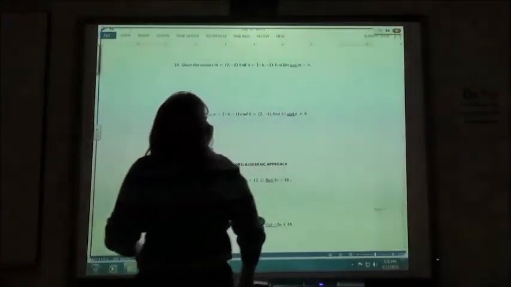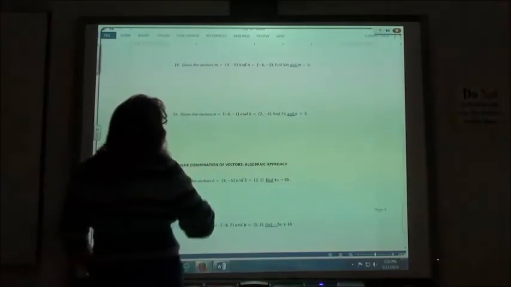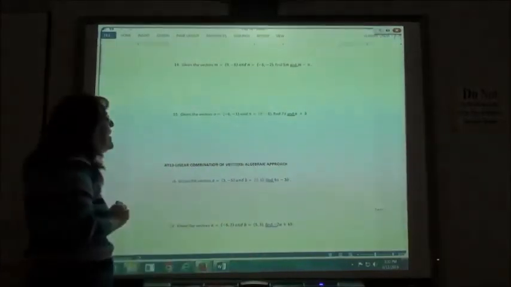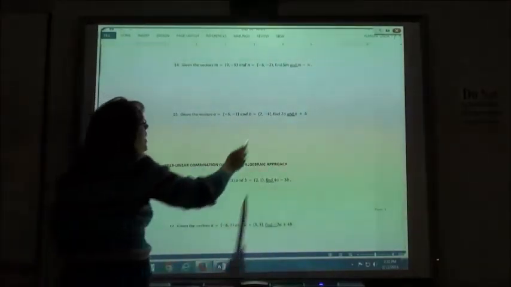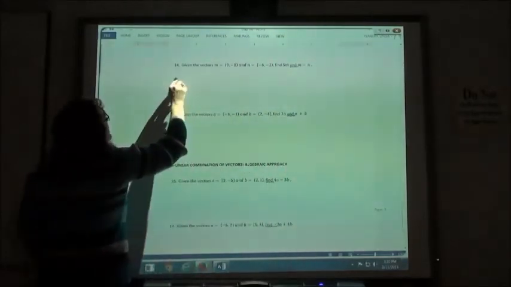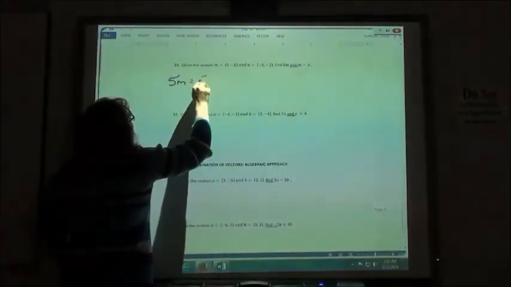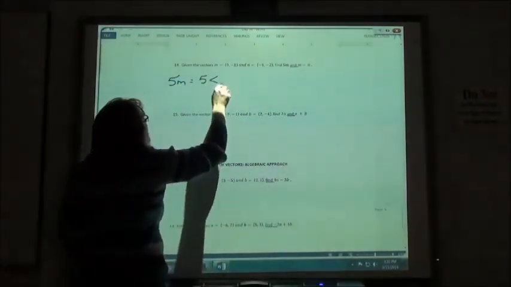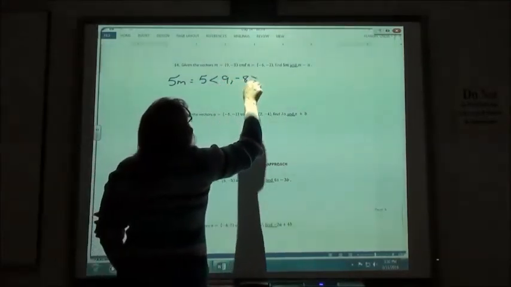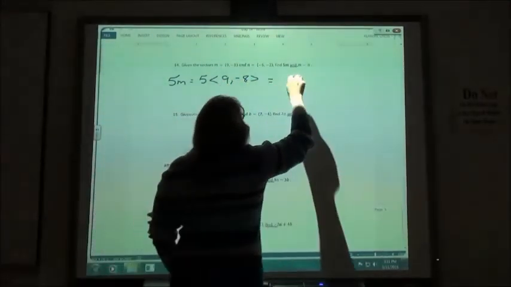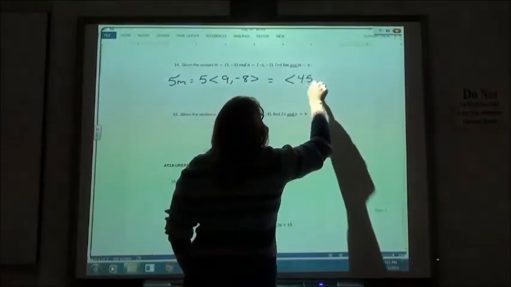Number 14. Given the vector m is 9, -8, and n is -6, -2, find 5m. So 5m means I'm taking 5 times vector m, which is 9, -8. I would then end up at 45, -40.